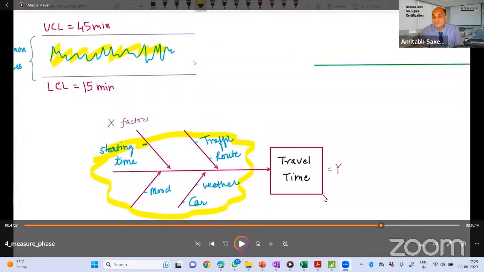Yeah, so coming back. As I was telling, there is a difference between common cause and special cause variation. Now, when we are talking about a common cause, if you start trying to search for the causes, you will be wasting your time.